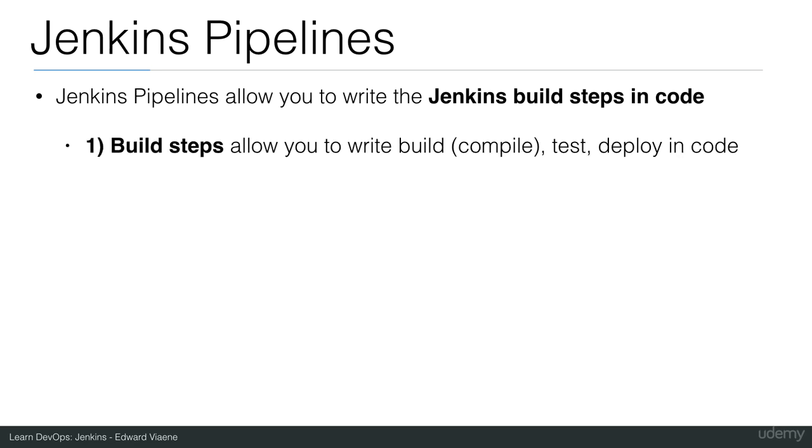Build steps allow you to write build, like compile, test, and deploy in code. When you're going to build a project, you are probably going to need to compile it to build it. For instance, Java needs to be compiled. Then you want to run your tests, unit tests, maybe some other tests. And then you want to deploy your code. You want to put your code on a development server, on a staging server, or live on a production server.